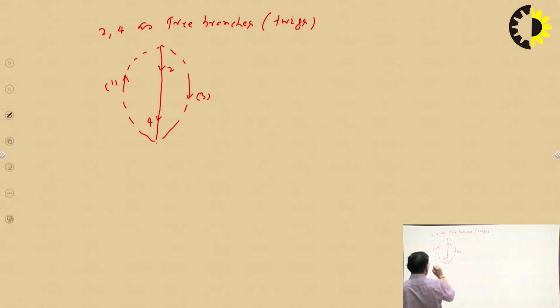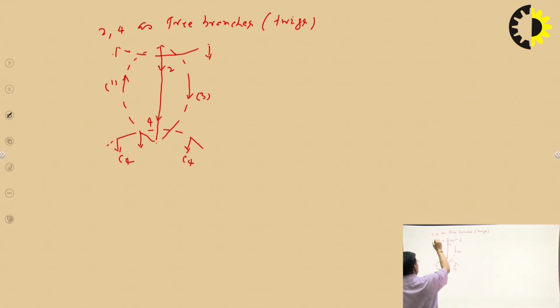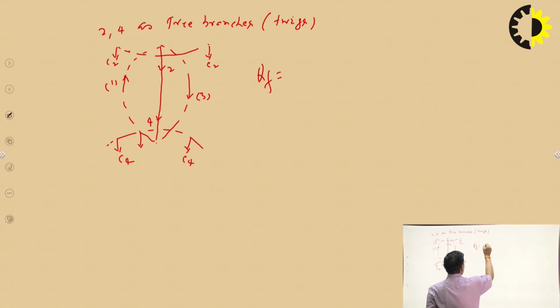So we know that a fundamental cut set is a combination of a twig and a unique set of links, and the orientation is along the twig. So this is C4, and one is like this, C2. So there are 2 twigs, so there are 2 fundamental cut sets. Then we can write the matrix straight away. So this is C2 and this is C4.